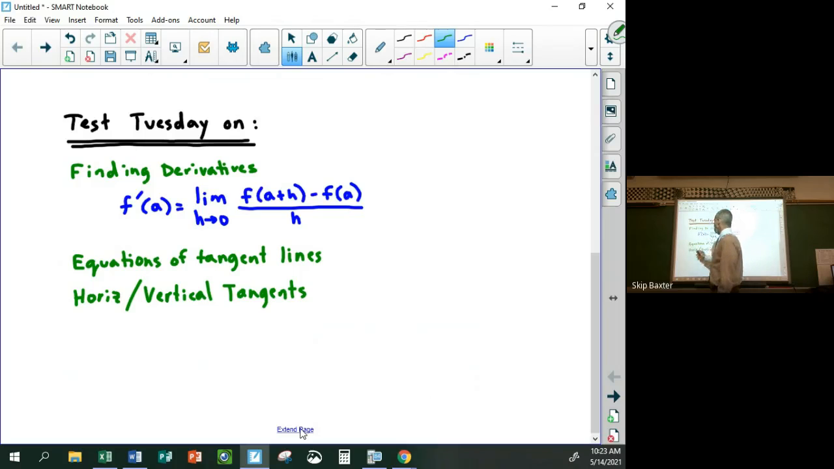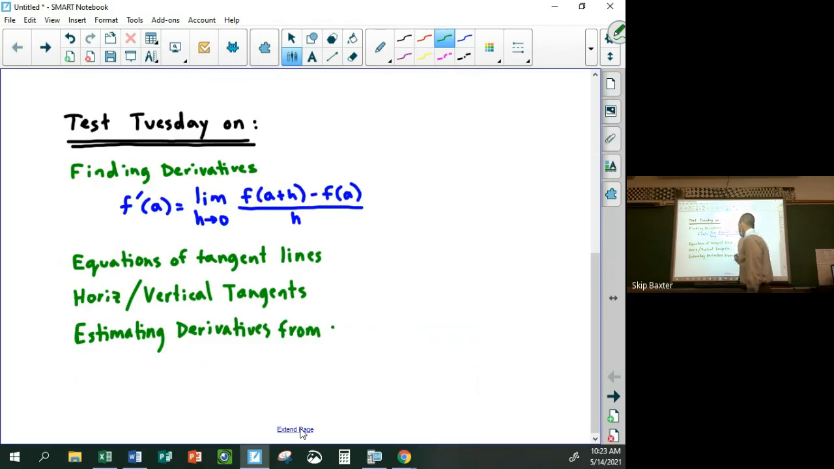And then today, which is just estimating derivatives from a graph. And that doesn't even have to be too close of an approximation. Like, we're not really finding actual values. You're just determining whether it's positive or negative or 0 or steeper than 1 or less steep than 1. That's basically it. That's what the whole test is going to be on.